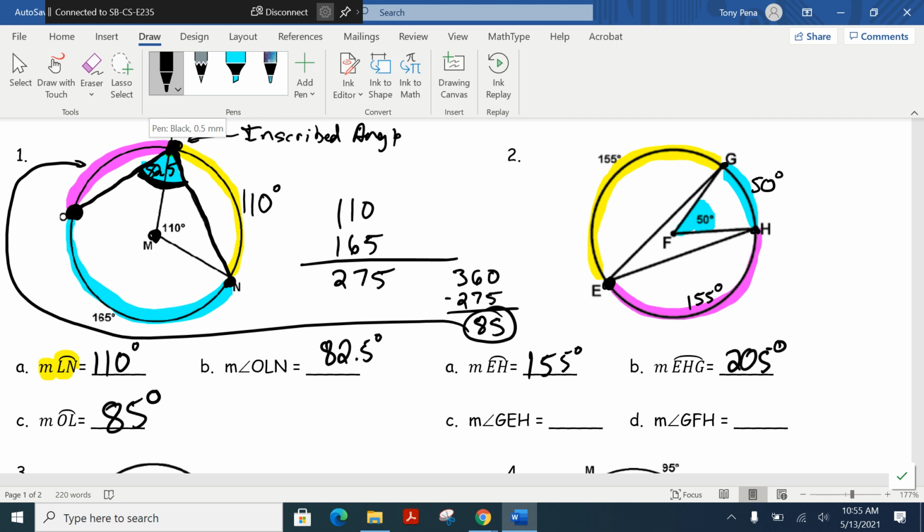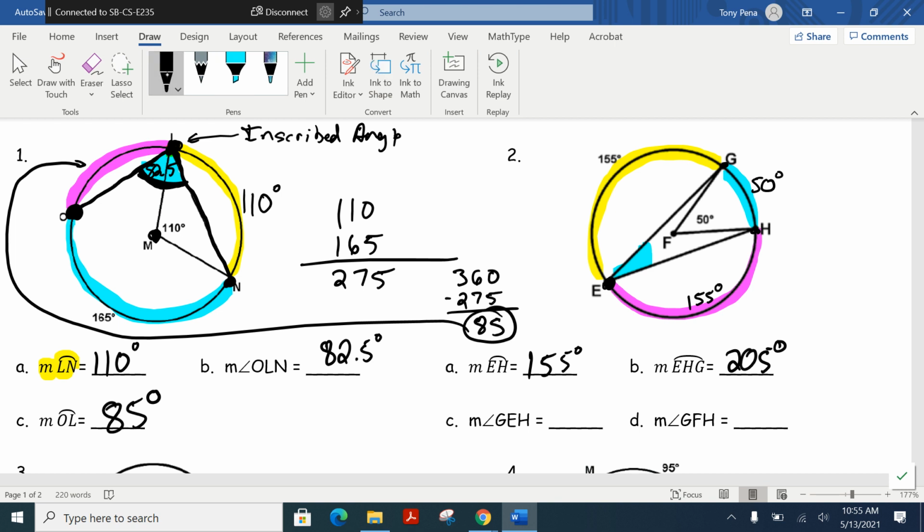C, also, should be nice. It's just a more complicated picture. Find angle GEH. Clean this up a little bit. So angle GEH is this guy right here. Think about what angle that is. Is that a central angle or is that an inscribed angle?